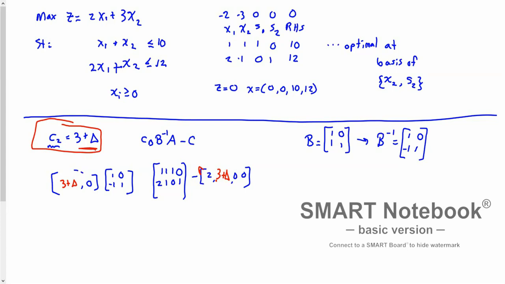Alright, so I just need to be able to perform matrix multiplication here. Now it's going to be annoying because there's a delta in there. But if I can perform this matrix multiplication and matrix subtraction, I will have all the reduced cost in terms of delta. And then I can figure out where we stay optimal. Now, because matrix multiplication is associative, I can go ahead and do B inverse times A, and that'll make life a little bit easier.